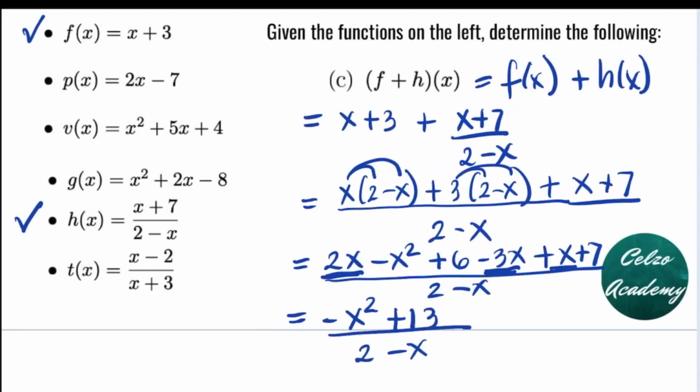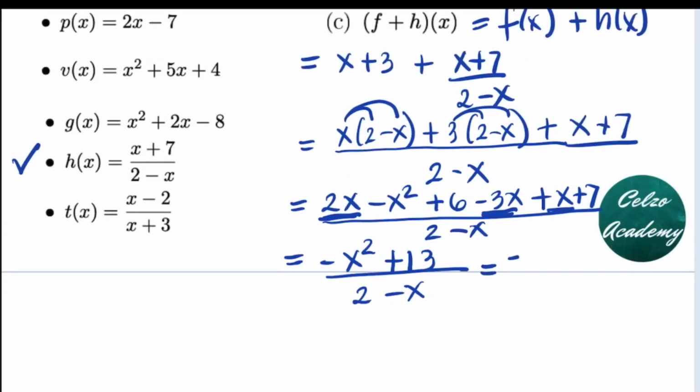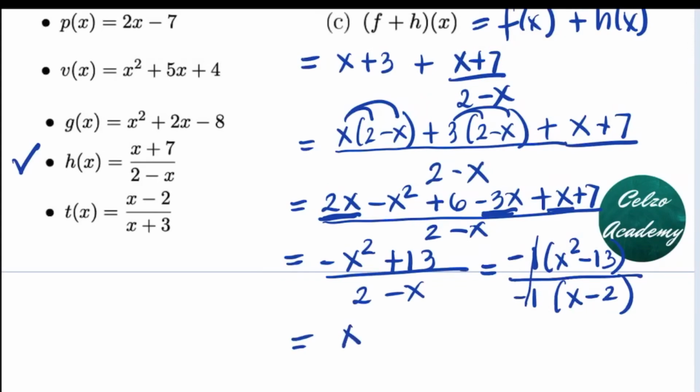Over 2 minus x. Now we can factor out the negative 1 from the numerator. So we have negative 1 times (x squared minus 13). For the denominator, we factor out negative 1, we have x minus 2. And negative 1 divided by negative 1 is positive 1. So the final answer is (x squared minus 13) all over (x minus 2).